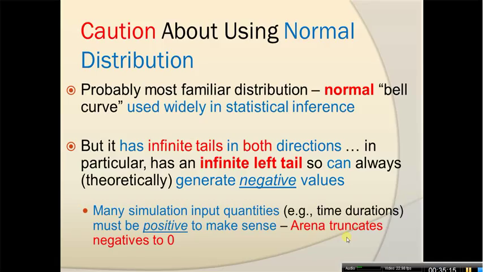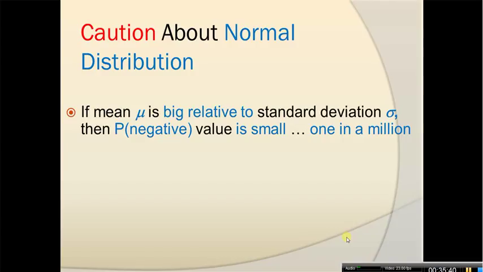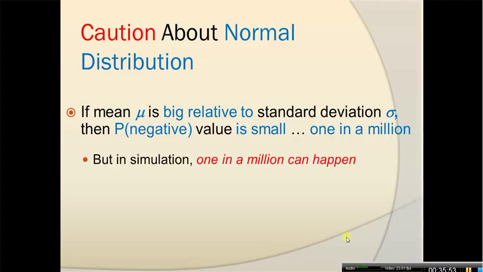So what might happen is you have many input quantities like time durations, right? You really need to have them positive because negative time does not make any sense. So Arena truncates the negatives to 0. Sometimes the 0 time also doesn't really make much sense, so you gotta be careful. If mu is big relative to the standard deviation, then the probability that you generate a negative value is small, but it still can happen.